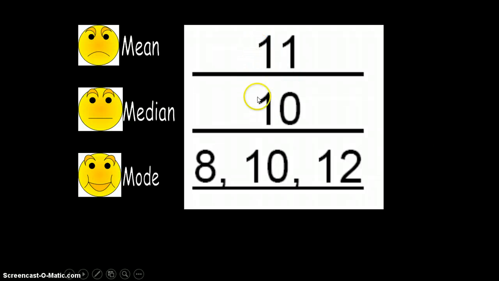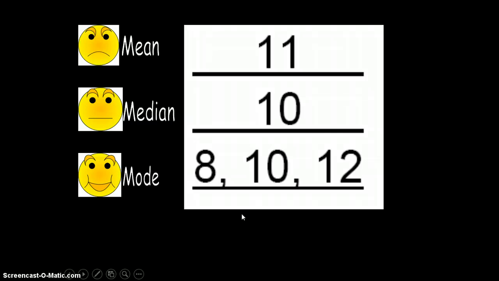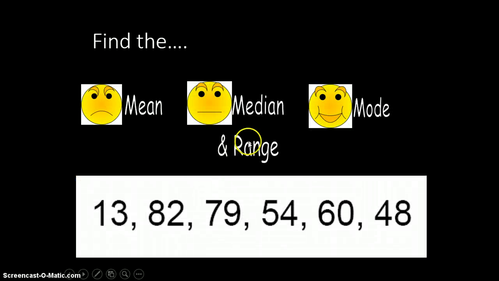So let's check my work. 11 for the mean, good. The median was 10, that was the middle term, and the mode 8, 10, and 12. Again, 99 divided by 9 was 11. Most common, 8, 10, and 12, and the middle guy was 10. All right. Now we're going to find the range as well.